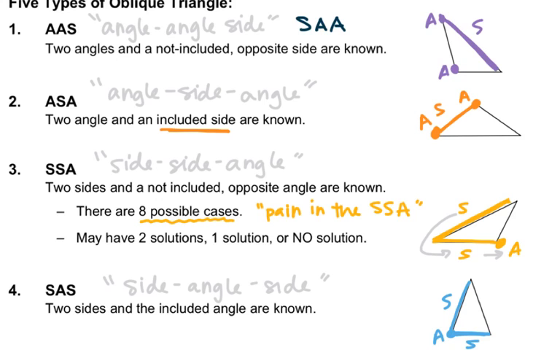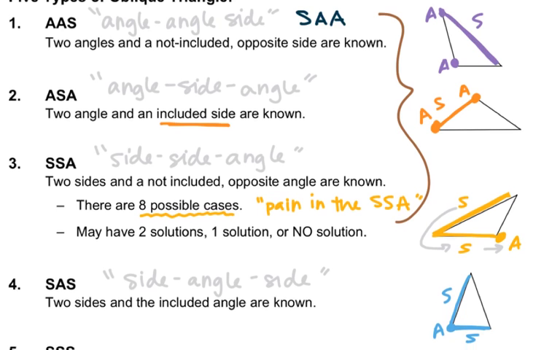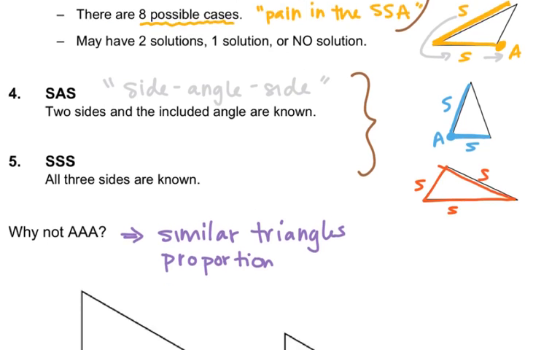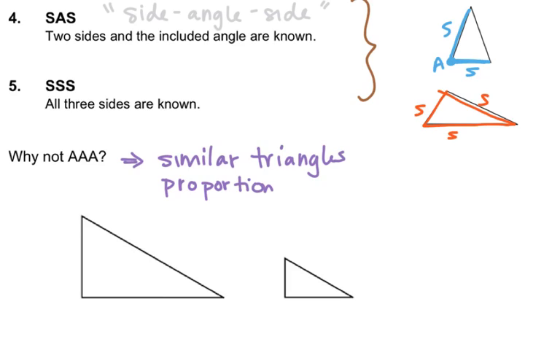Types 1 through 3, these we're going to talk about using law of sines. And then type 4 and 5, we're going to use law of cosines. So let's talk about what law of sines is.